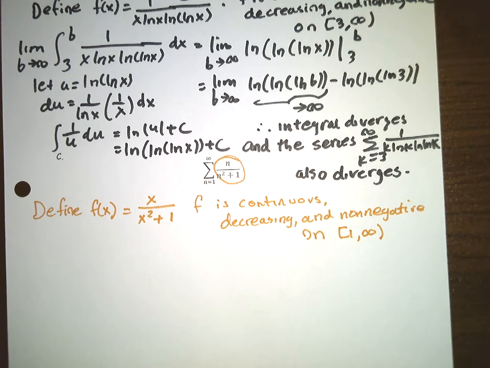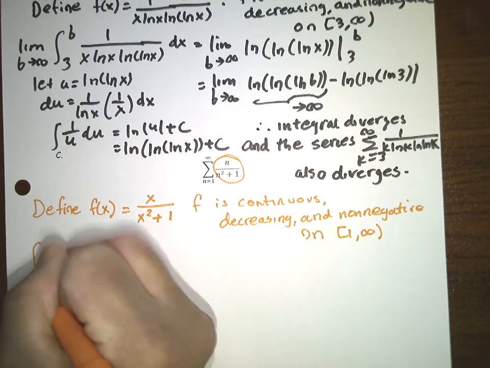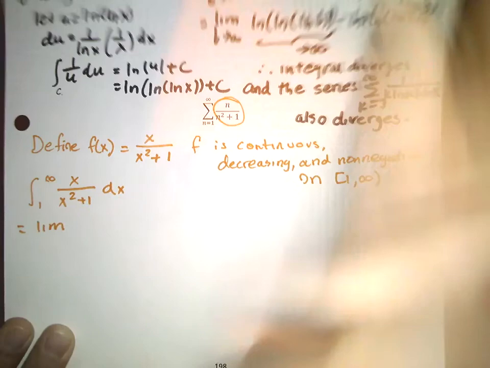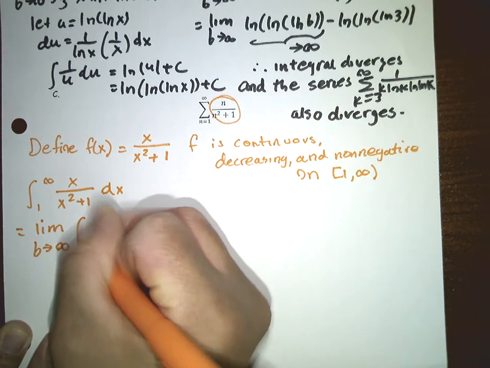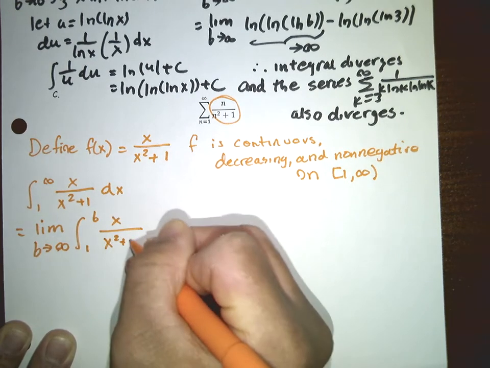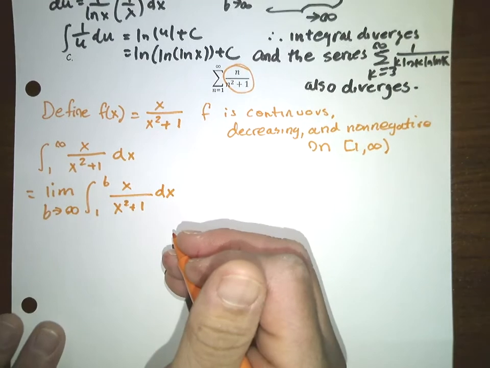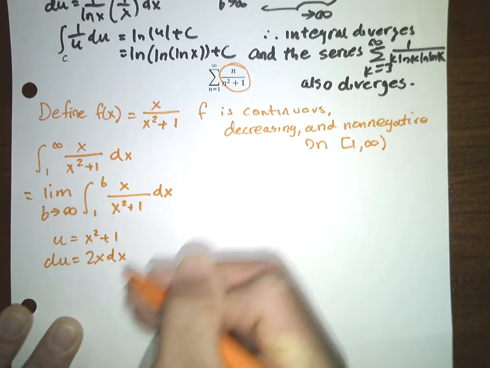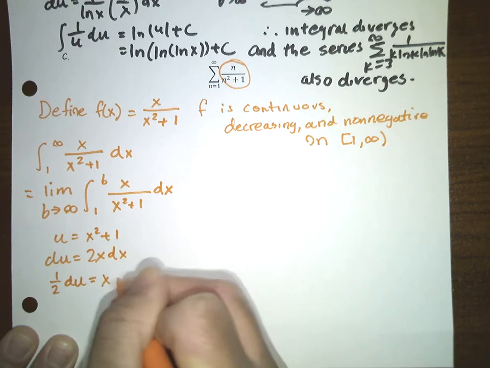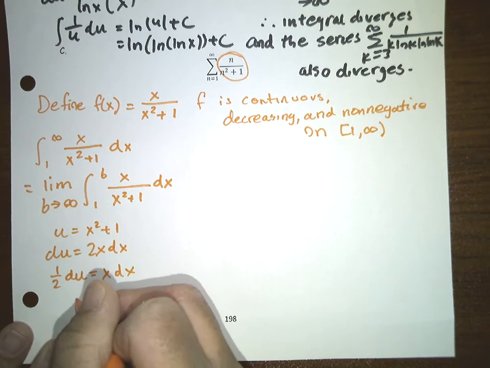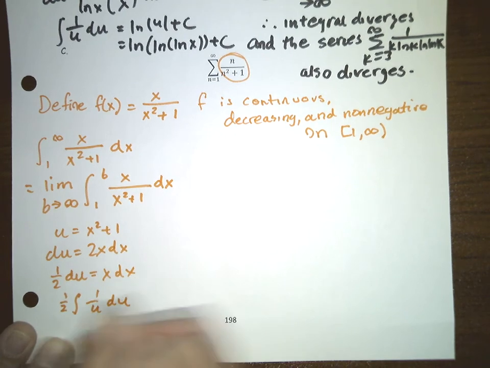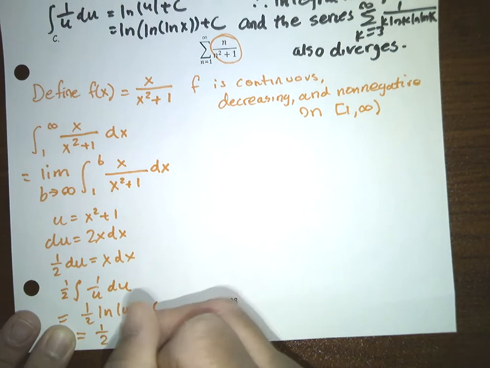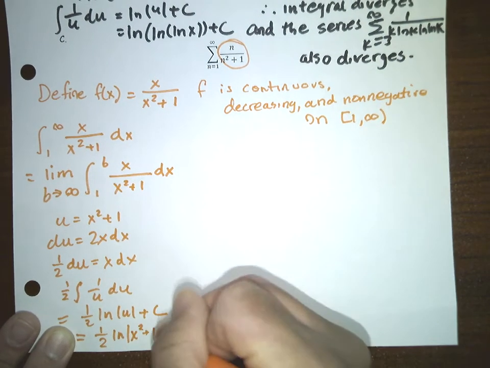So now, what do we have here? We have to look at, again, the improper integral from 1 to infinity of x over x squared plus 1 dx. So that's the limit as b goes to infinity of the integral from 1 to b of x over x squared plus 1 dx. This just requires a simple u substitution again. So u is x squared plus 1, du is 2x dx. So therefore 1/2 du is x dx. So this indefinite integral becomes 1/2 integral of 1 over u du, or 1/2 natural log of u plus c, or in terms of x, 1/2 natural log of x squared plus 1 plus c.